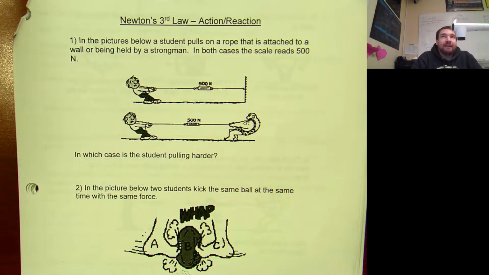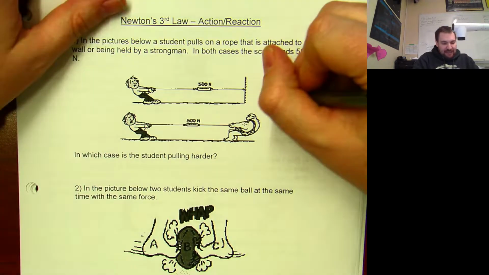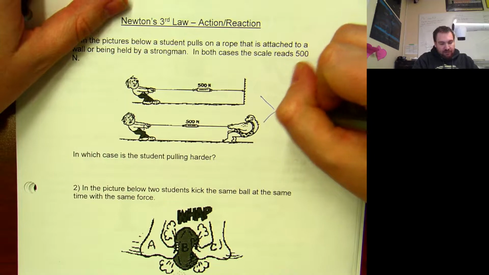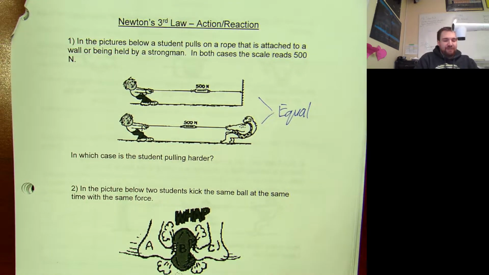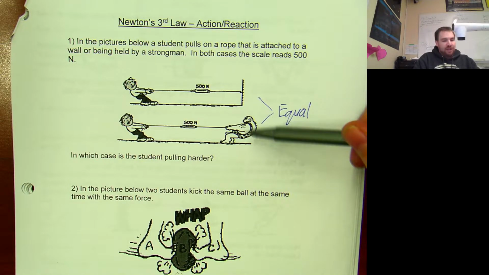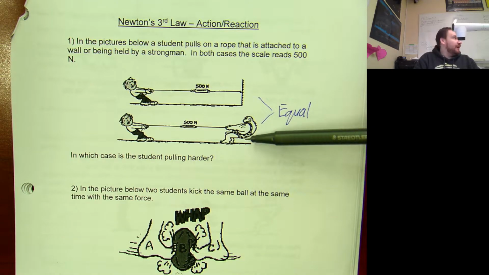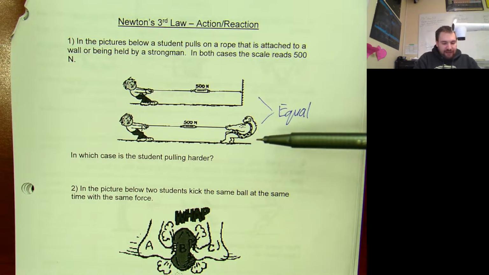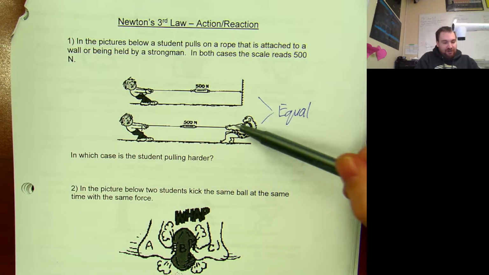Okay, so number one. We did this yesterday. We've established which one of these the student was pulling harder in. They are equal. Okay, we looked at that yesterday. It doesn't matter if it's attached to a wall or a strong man. The wall is pulling back on the kid as hard as the kid is pulling on it. Same here. Okay, gentleman at the back, Khalil. The strong man is pulling as hard on the kid as the kid is pulling on him. These two situations are the same.